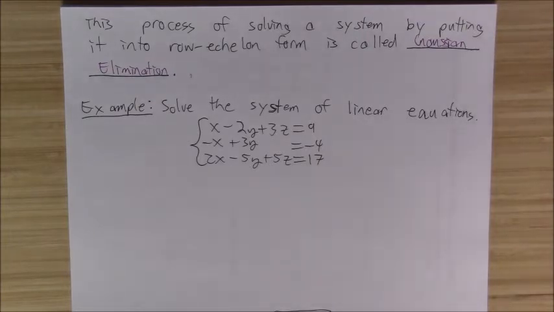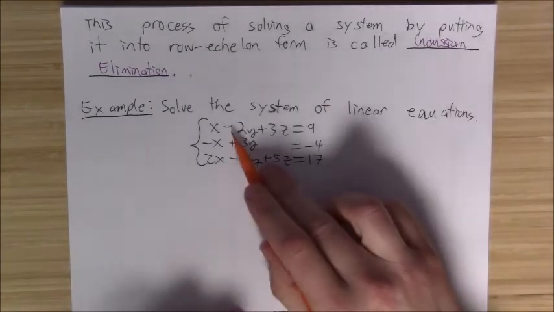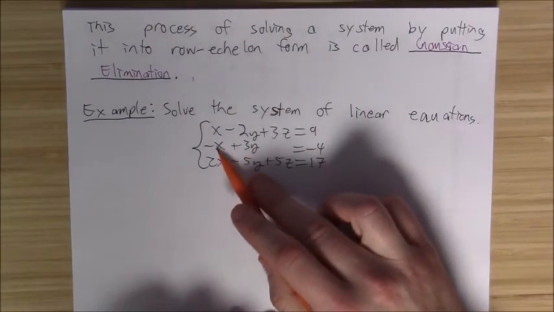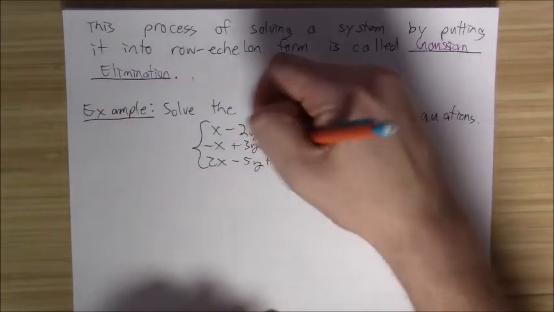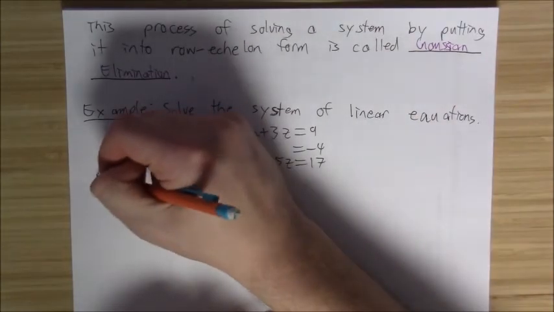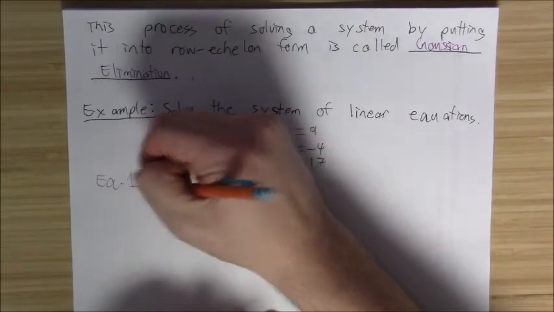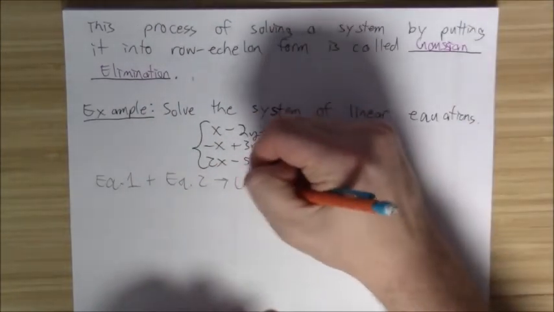We're now going to up the ante and try solving the following system of linear equations by doing row reduction on it. So first I'm going to eliminate this variable, the x in the second equation, by taking equation 1 and adding it to equation 2. Equation 1 plus equation 2 to get a new equation 2.